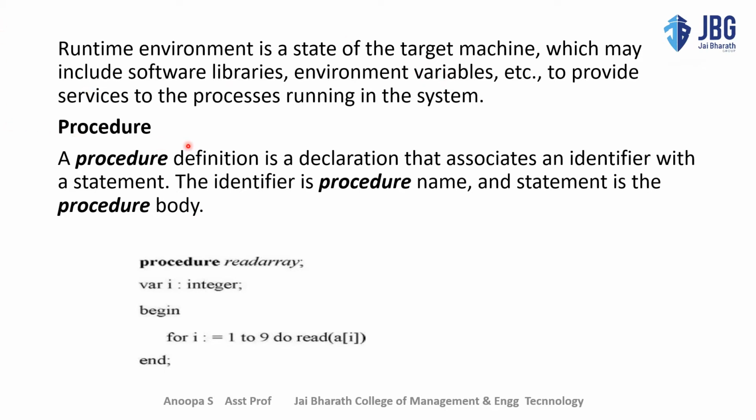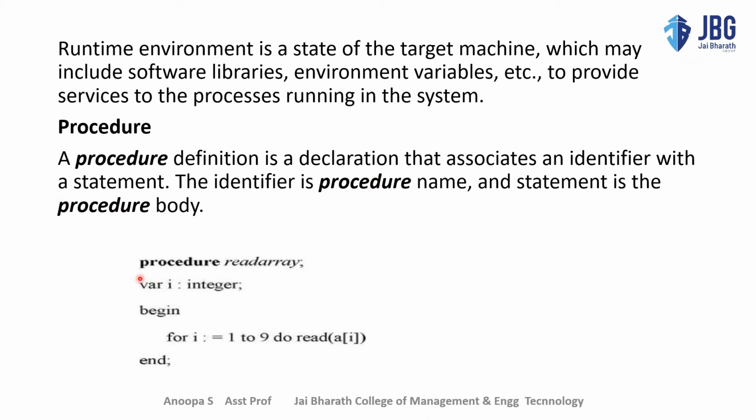Now the first term is procedure. A procedure can be defined as a declaration that associates an identifier with a statement. So what is the identifier and what is the statement? The procedure name is the identifier and the procedure body is the statement. So a procedure definition is a declaration which associates an identifier with a statement.